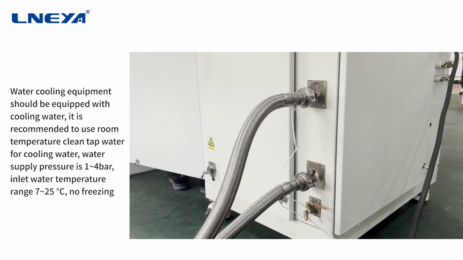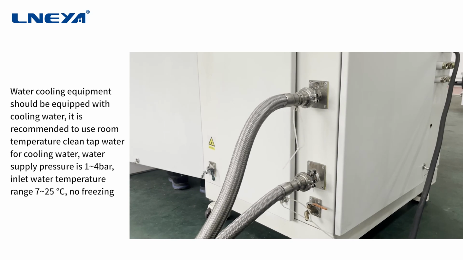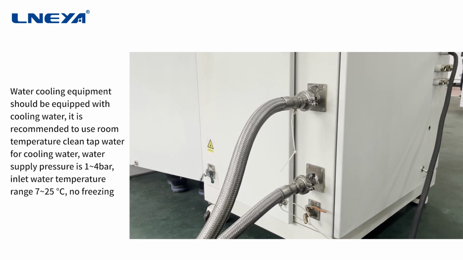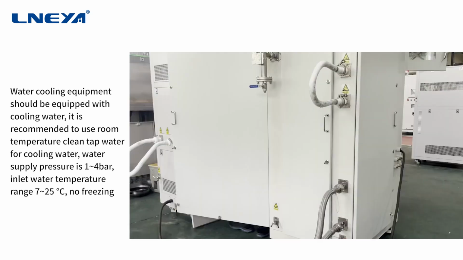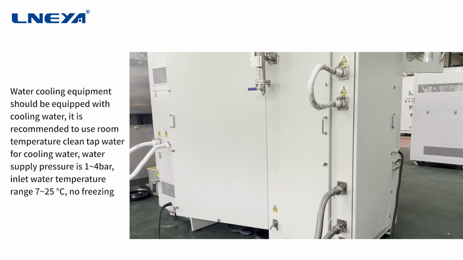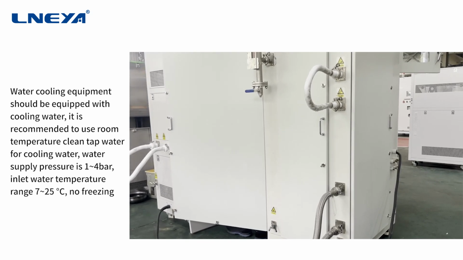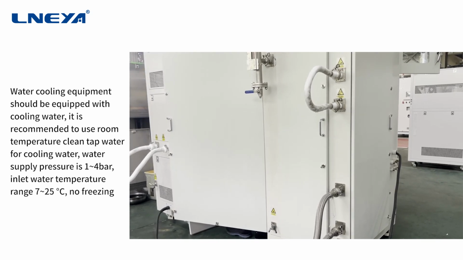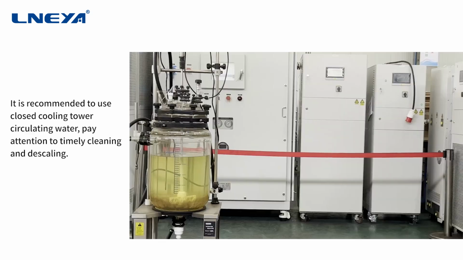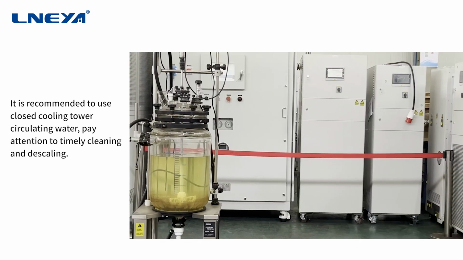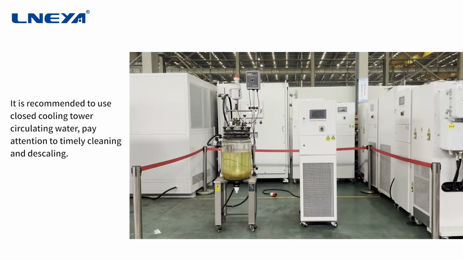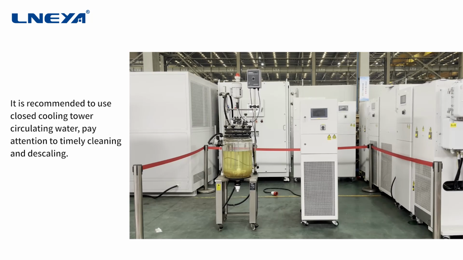4. Special precautions for the use of water-cooled equipment. Water cooling equipment should be equipped with cooling water. It is recommended to use room temperature clean tap water for cooling water. Water supply pressure is 1 to 4 bar. Inlet water temperature range 7 to 25 degrees Celsius. No freezing. It is recommended to use closed cooling tower circulating water. Pay attention to timely cleaning and descaling.